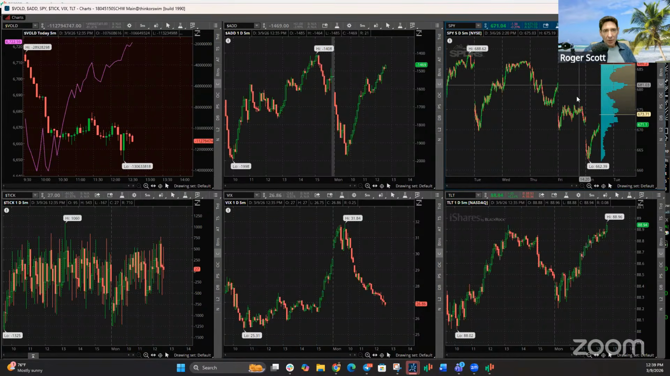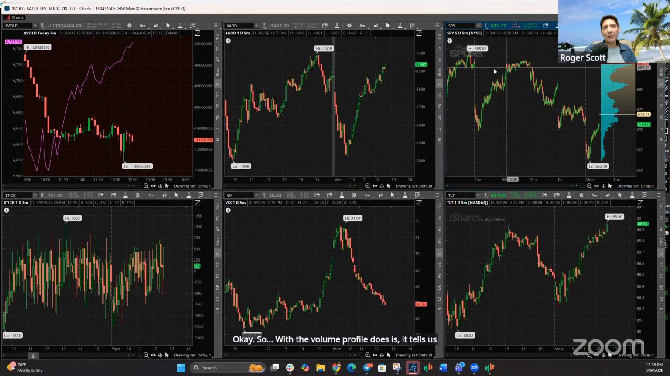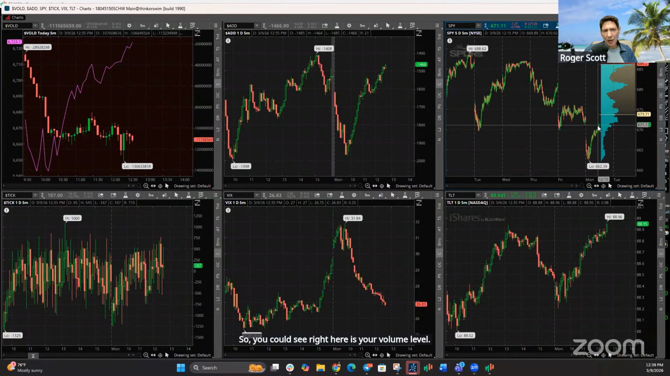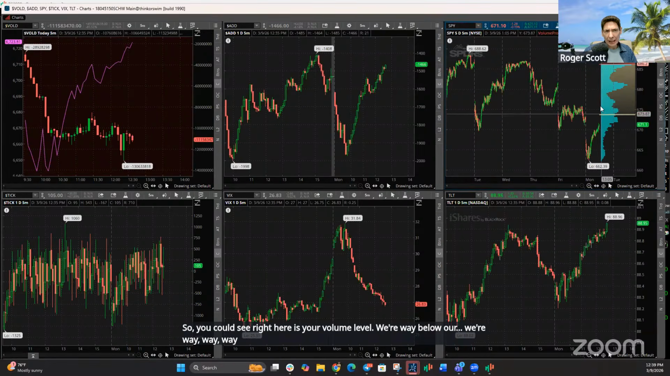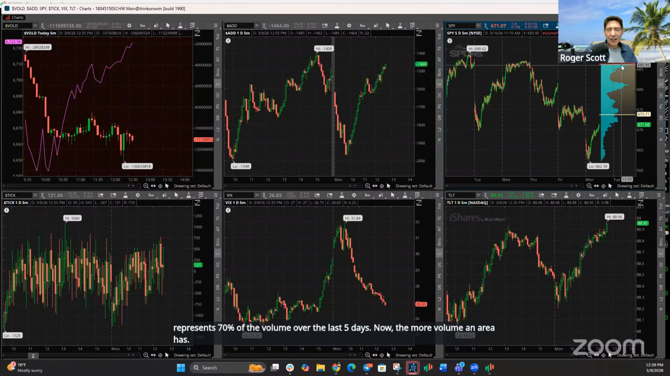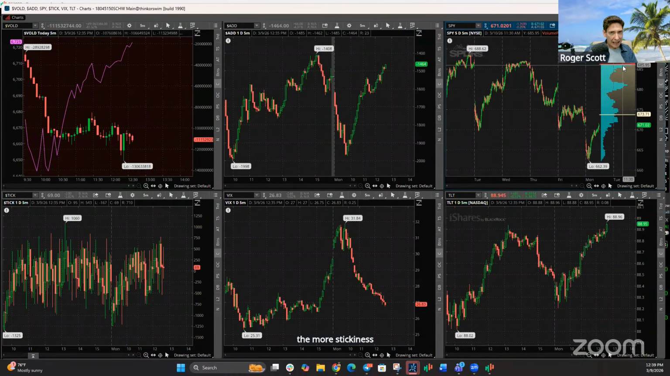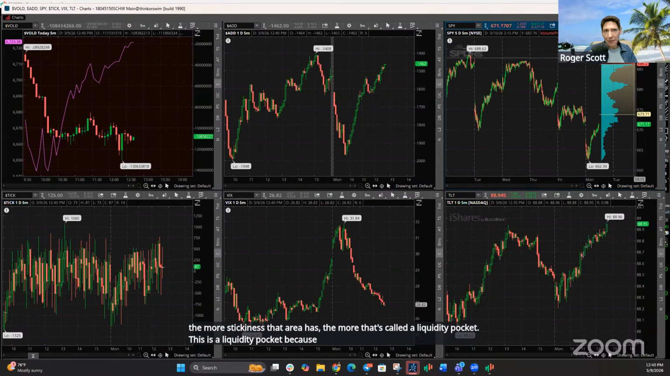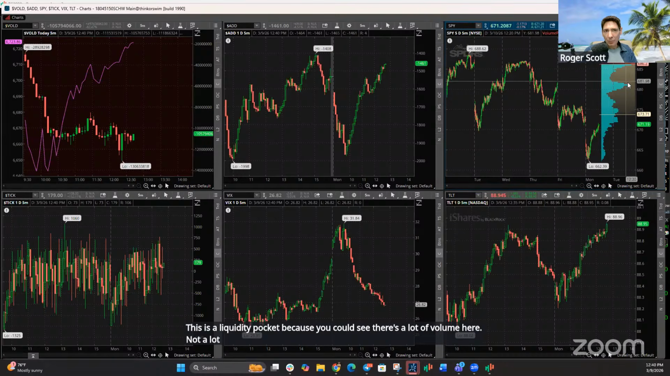What the volume profile does is it tells us at what price level the highest level of volume was traded. In this case, it's over the last 5 days. You can see right here is your volume level. This represents 70% of the volume over the last 5 days. Now, the more volume an area has, the more stickiness that area has. That's called a liquidity pocket. This is a liquidity pocket because you can see there's a lot of volume here, not a lot of volume here, and then there's more volume here.